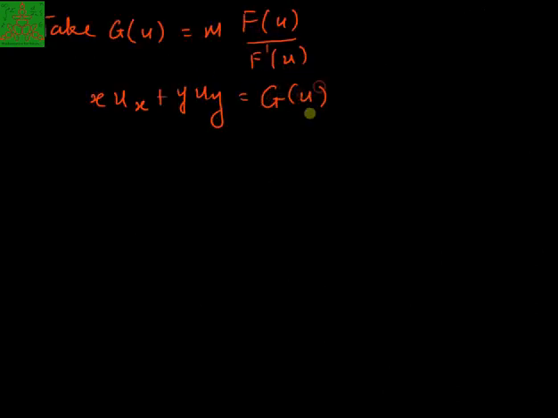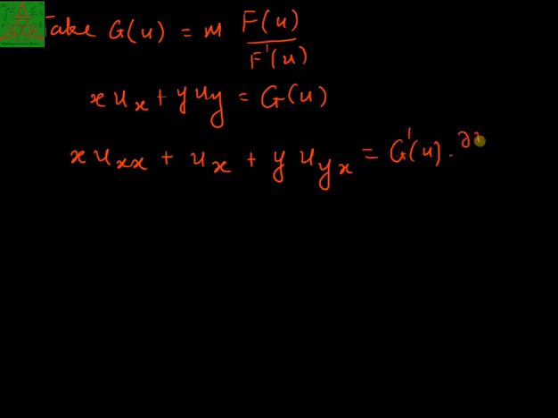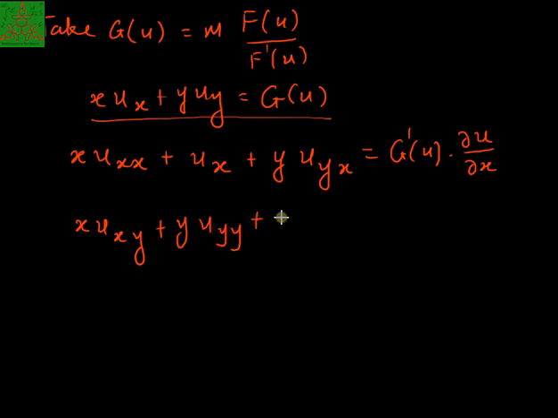If I partially differentiate this quantity with respect to x, we'll have x uxx plus y uyx plus ux is equal to g dash of u into del u by del x. And if I differentiate this equation with respect to y, we'll have x uxy plus y uyy plus uy equal to g dash of u del u by del y.